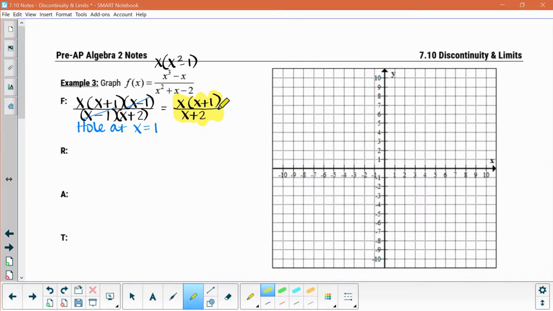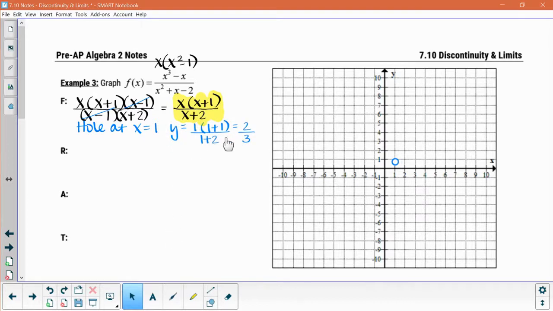So before I move on, I'm going to go ahead and figure out what the y value would be for this hole. So I'm going to plug in 1 everywhere I see an x. So my y value would be 2/3. So I went ahead and placed my hole on my graph.